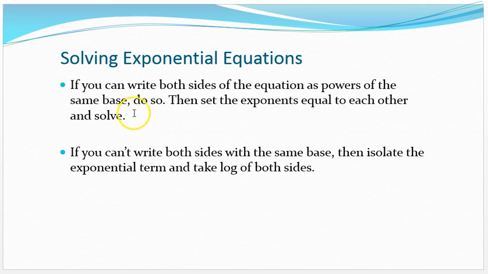the equation. If you can't write both sides of the equation with the same base, then you need to isolate whatever has the exponent on it on one side of the equation, and then take the log of both sides. And I'll demonstrate that on a couple examples. Once you've taken the log of both sides, you can use the properties of logarithms to bring the power out front, and then solve for the exponent.